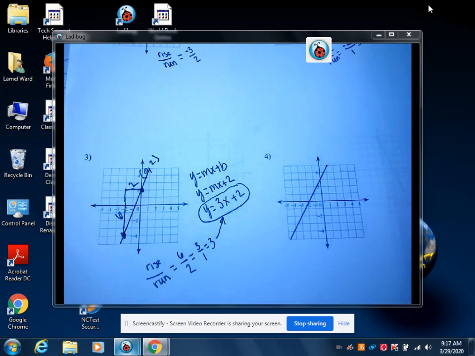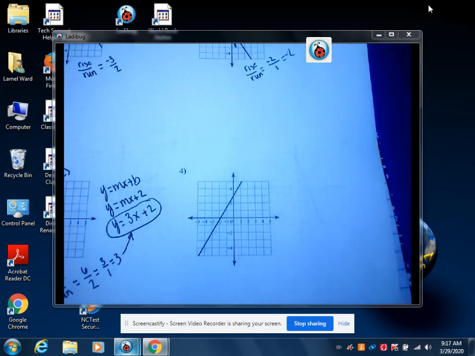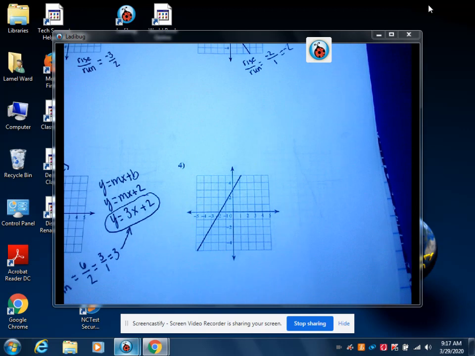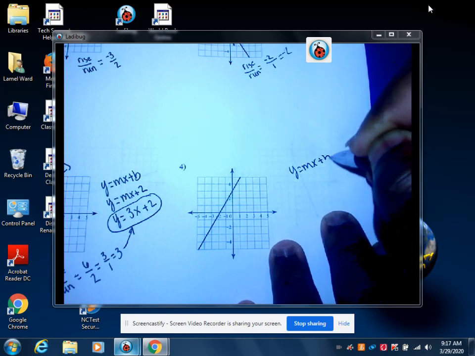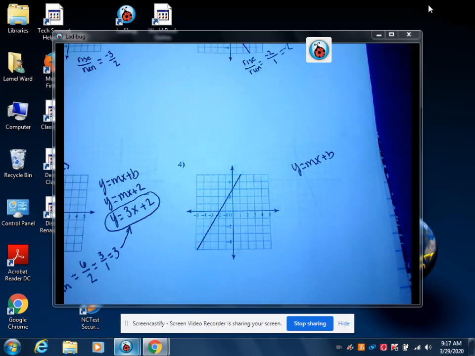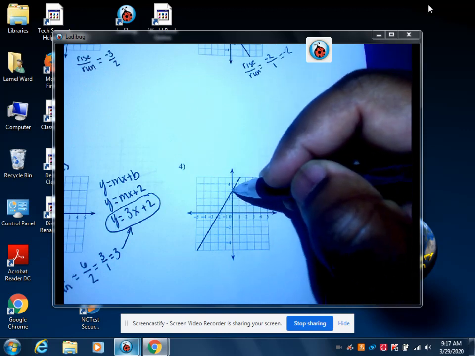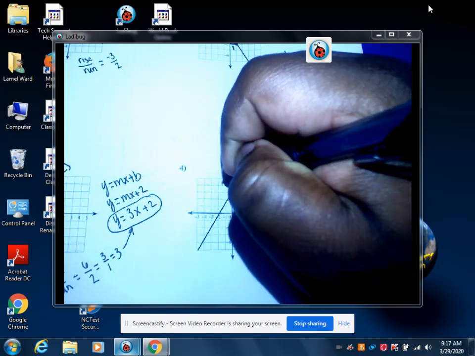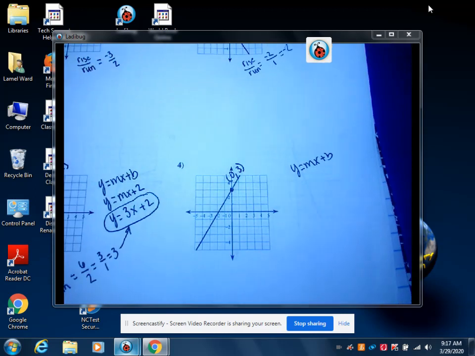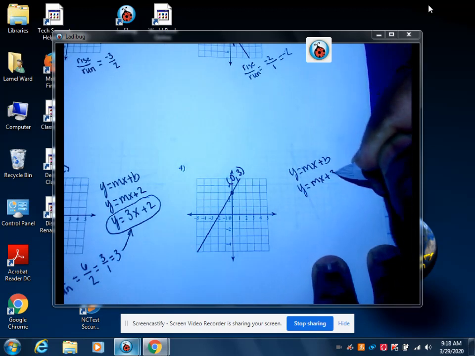All right, and let's try one more. Let's try number 4 right here. First thing I'm going to do, write my equation. Y equals mx plus b. And then scroll down my line till I find my y-intercept. All right, scrolling, crosses that y-axis right here, and that's going to be 1, 2, 3. So this is at 0, 3, which means my b is just going to be 3. So I just plug it in. Y equals mx plus 3.